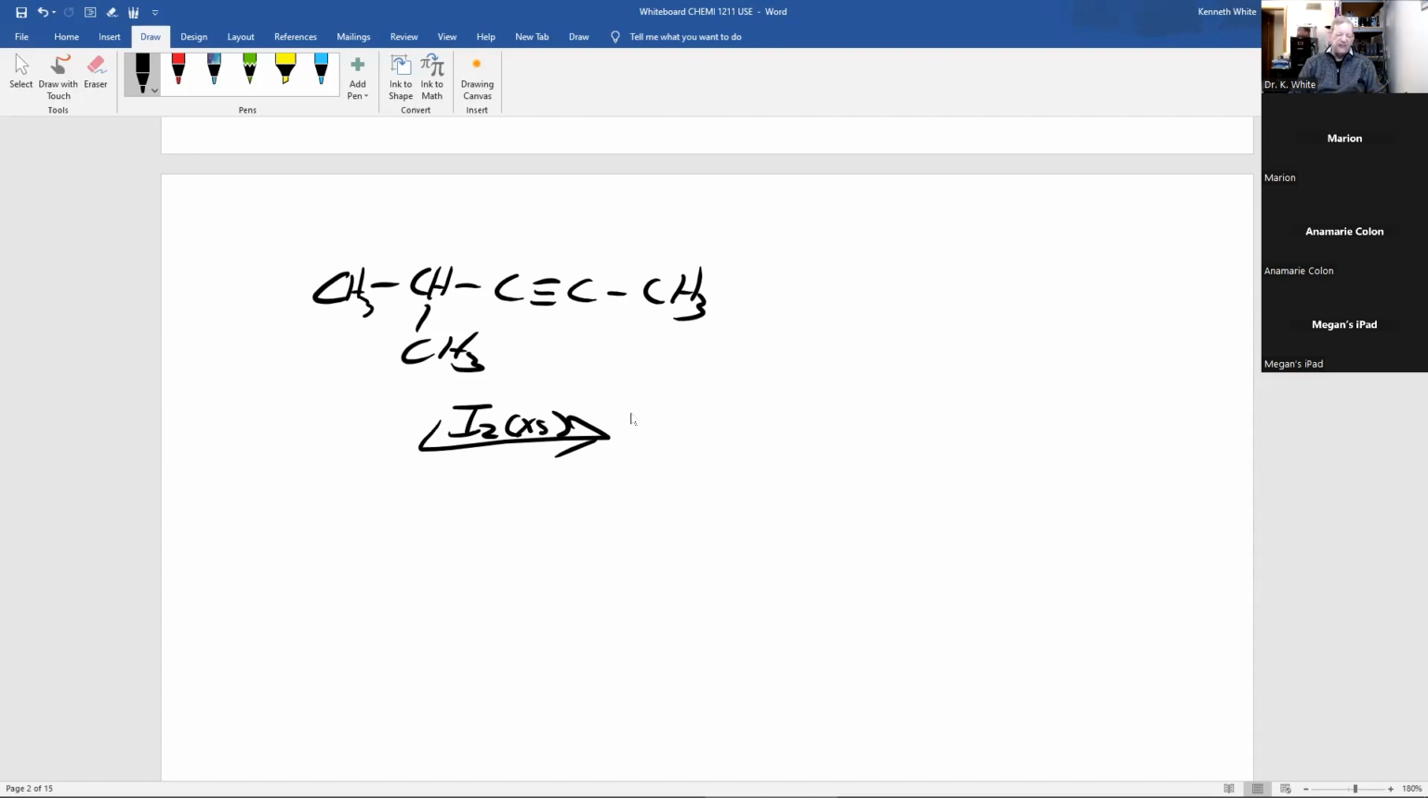And here's one for you to have some fun with. What would be the organic product or products for the following reaction? 3 points each.